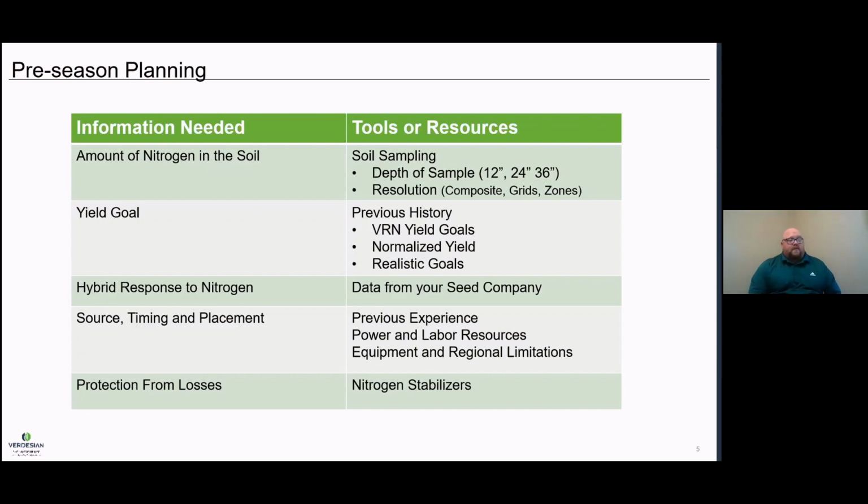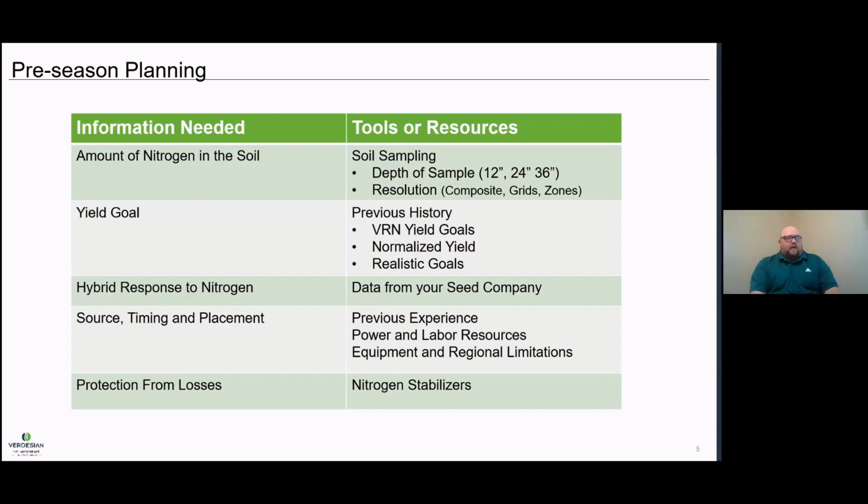If you can get this from your seed company, it's a great piece of information to have: the response to additional nitrogen from a corn hybrid. Not all hybrids react the same to more nitrogen. Some can use more nitrogen more efficiently than others. So when you want to think about that, you want to think about what that hybrid is and how it's responded to nitrogen in the past, and how you can use that to your advantage.